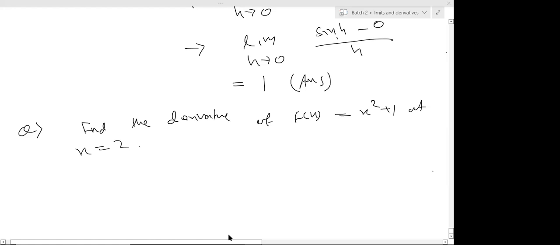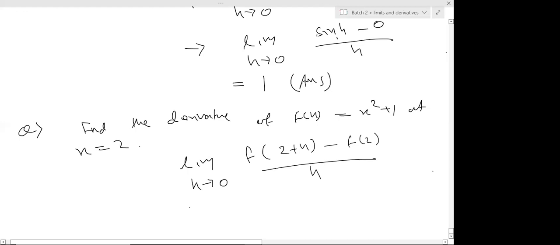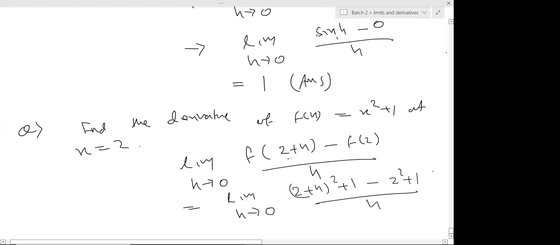Ramon, you only have to find the value of the derivative, right? How can you solve this? Limit h tending to 0, f of 2 plus h minus f of 2, whole divided by h. So this equals limit h tending to 0. Putting 2 plus h in the function: (2 plus h) whole square plus 1 minus (2 square plus 1), whole divided by h.